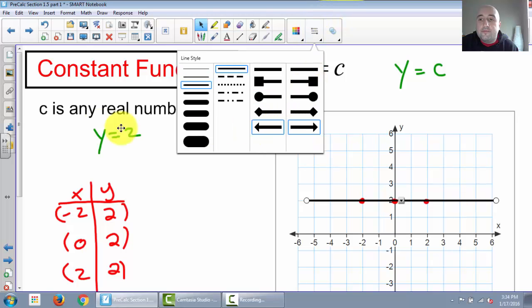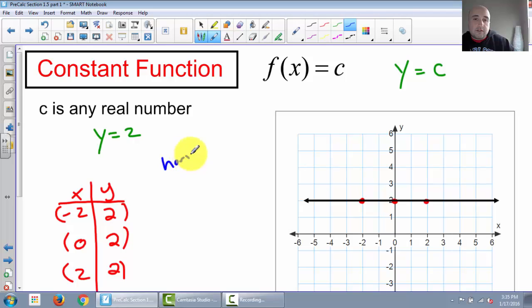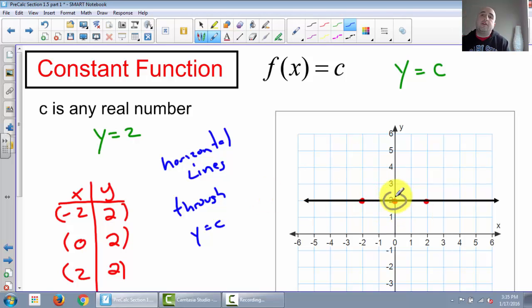Now, it is a horizontal line, so if you want to write this down, constant functions are horizontal lines through y equals c. Our c for this one happened to be 2, so it went through positive 2. Constant functions are probably the least common that we use, but it is one of the parent functions. So constant functions are horizontal lines through y equals c.